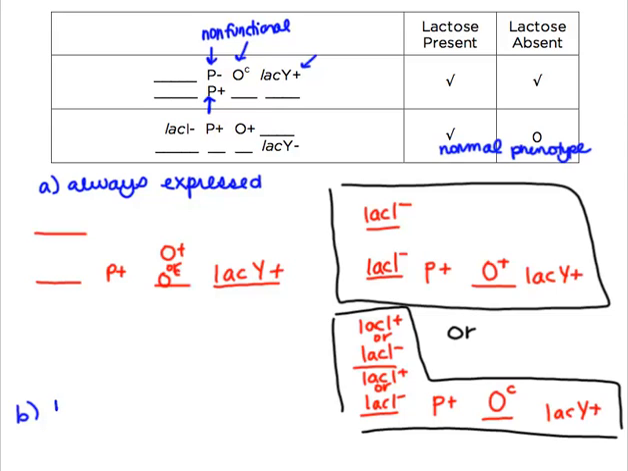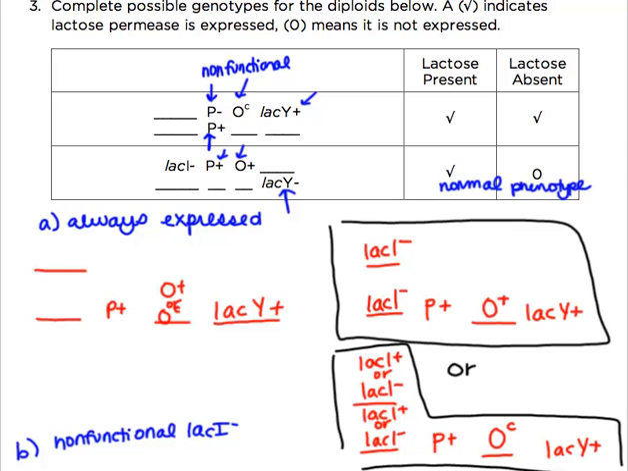We have a non-functional repressor protein, LAC-I minus. We have a normal promoter, normal operator, and then on the second copy you have a non-functional LAC-Y, lactose permease gene. So we know that in some cases when lactose is present, you are making lactose permease. So this other copy must have the wild-type copy of LAC-Y. So I'll draw that here, LAC-Y plus.